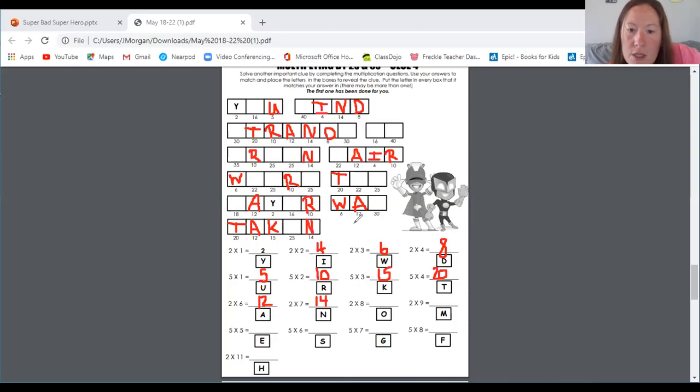All right. 2 times 8 is what? Shout it out loud. 16. You got it. So anytime I see a 16, I'm going to write the letter O. I'm starting to see some words coming together here. Wonder what this clue is going to tell me. Looking for 16. Oh, there's another O.